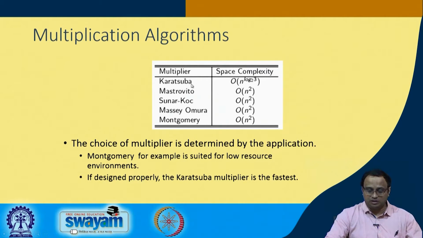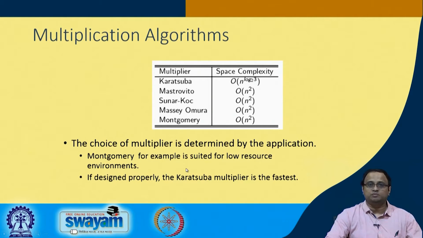There are different choices of multiplication algorithms. For example, I have listed a few important ones like Karatsuba, Mastrovito, Sunar-Koc, Massey-Omura, Montgomery, and so on. You can observe that most of these algorithms have a space complexity which is quadratic in the bit length of the arguments. On the other hand, Karatsuba seems interesting because it has something lesser than that: O(n^(log_2 3)). That means it is more efficient compared to the other ones in terms of space complexity.